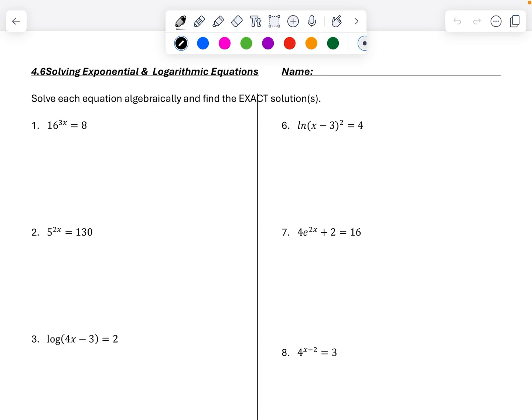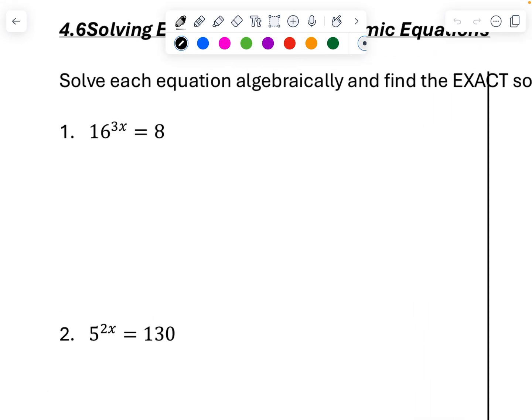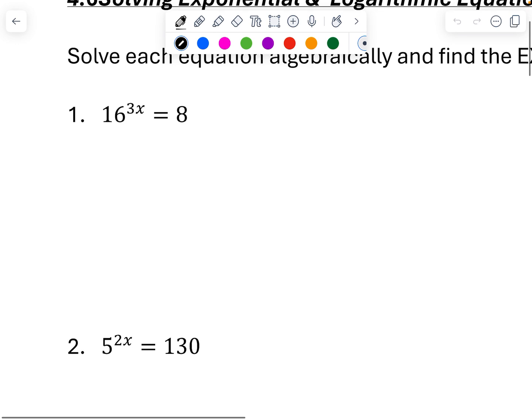Okay, my friends, we are going to set out to solve exponential and logarithmic equations. When we look at this first one, you always want to locate where the variable is first. So the variable is in the exponent. Then I want to look at the base numbers and see if there's any way to make the base numbers the same base.